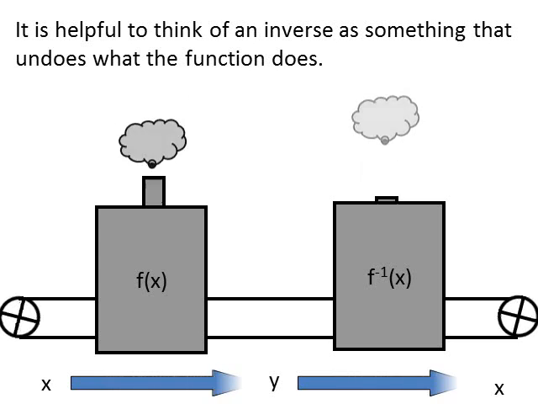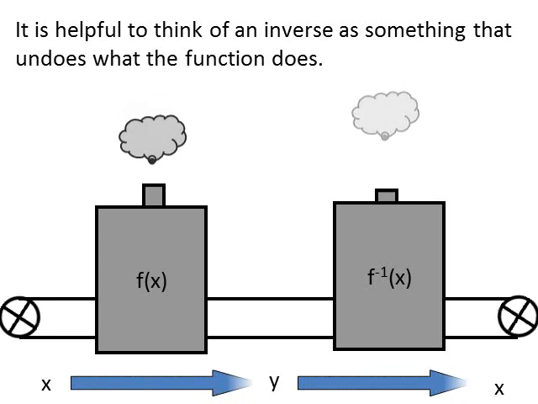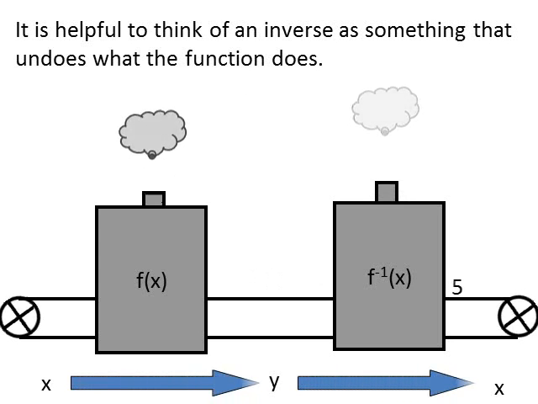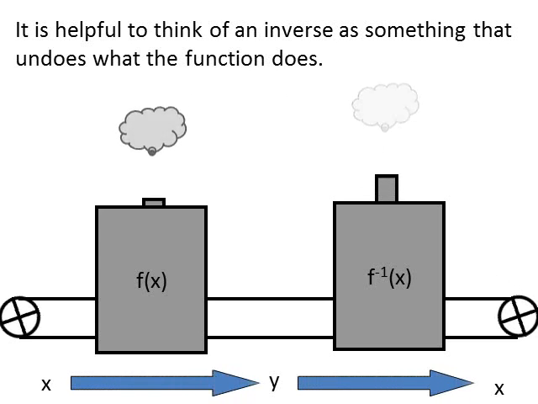It takes the output of the original function, and the inverse's output is the same as the input of the original function. For example, if I put a 5 into the function and I get 25 out, then putting a 25 into the inverse will give me a 5 out. So you can think of the inverse as reversing the actions that a function took.